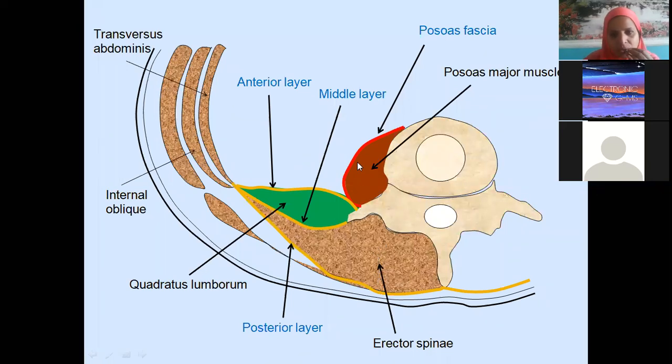So what is the first muscle? This is psoas major, and the covering of psoas major is shown in a different color, red, because this is a separate fascia, the psoas fascia. Ma'am, which vertebra is that?